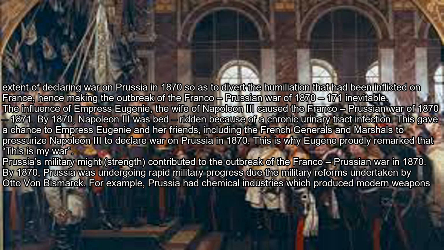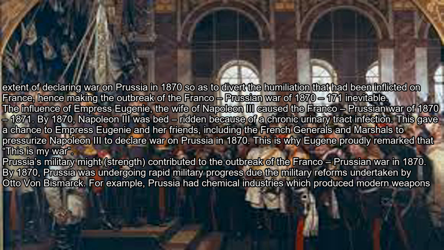The influence of Empress Eugenie, the wife of Napoleon III, caused the Franco-Prussian War of 1870-1871. By 1870, Napoleon III was bedridden because of a chronic urinary tract infection. This gave a chance to Empress Eugenie and her friends, including the French generals and marshals, to pressurize Napoleon III to declare war on Prussia in 1870. This is why Eugenie proudly remarked that, "This is my war."